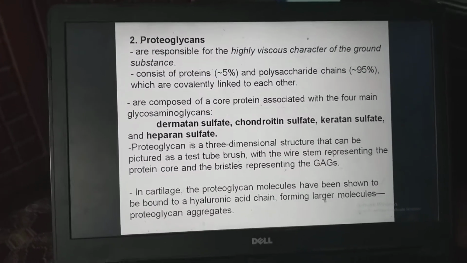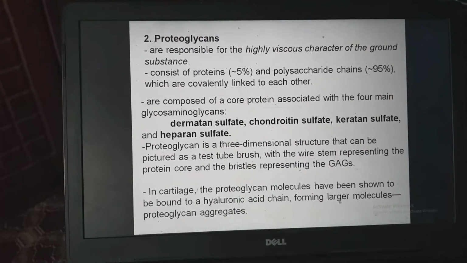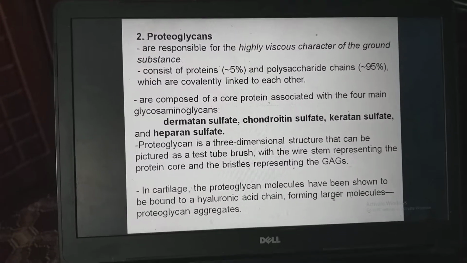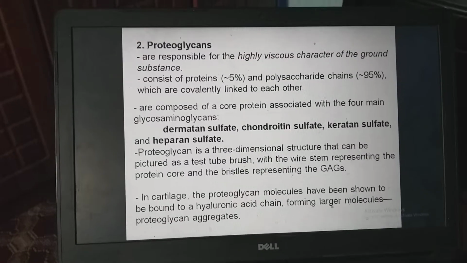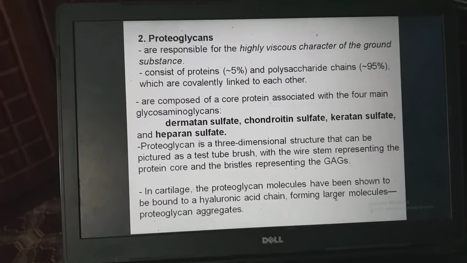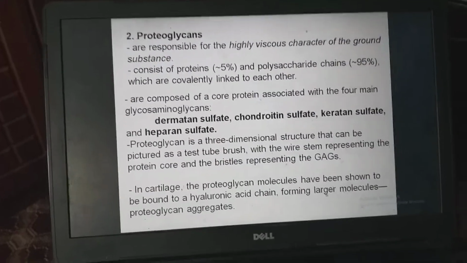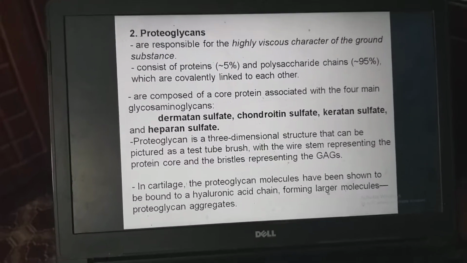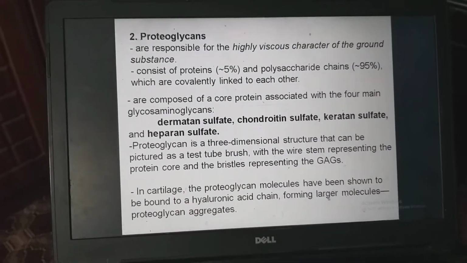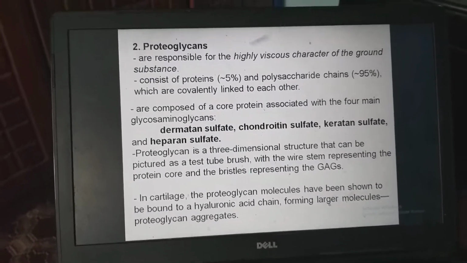The other is proteoglycans, the second one. So we have said proteoglycans are simply composed of what? Glycosaminoglycans and protein. The glycosaminoglycan or polysaccharide part is more, about 95%, and only 5% is protein, centrally located. Therefore, the 4 groups we have mentioned, dermatan sulfate, chondroitin sulfate, keratan sulfate, and heparan sulfate, which are glycosaminoglycans, attach to the central protein covalently and form proteoglycans.